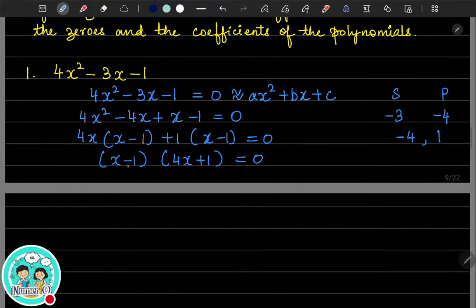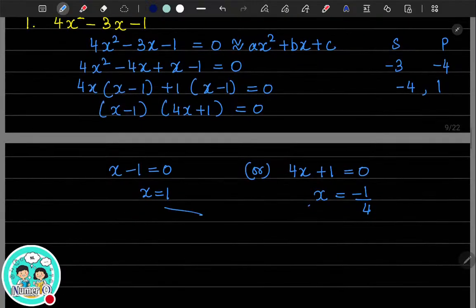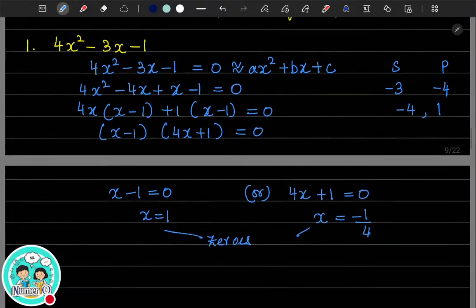Okay, so either x minus 1 equal to 0 or 4x plus 1 equal to 0. So x is equal to 1 and here x is equal to minus 1 by 4, right? So these two are the zeros of the given quadratic polynomial. Okay, so the zeros of the given quadratic polynomial are 1 and minus 1 by 4.